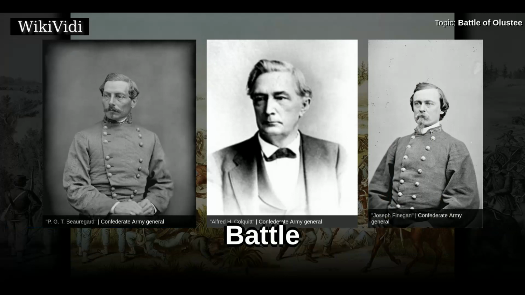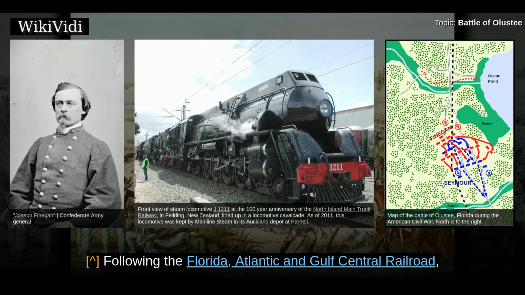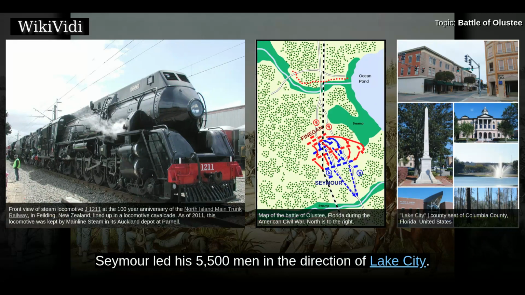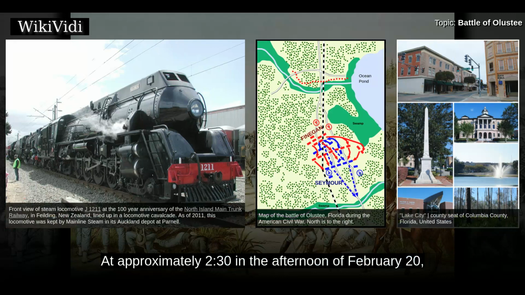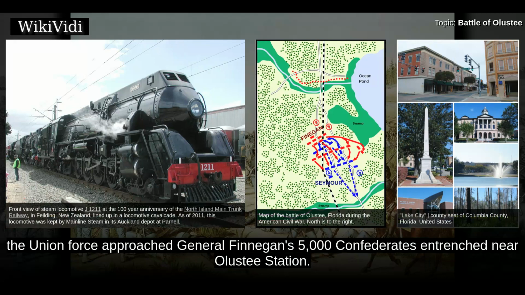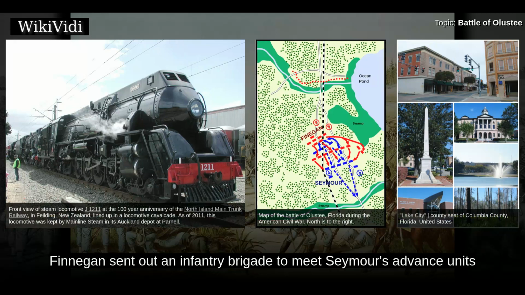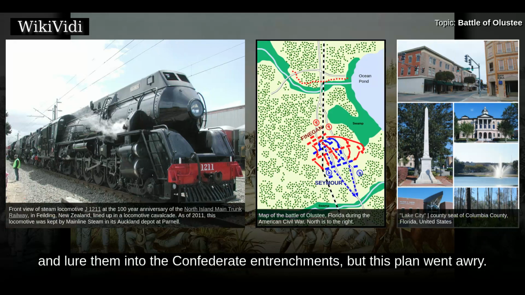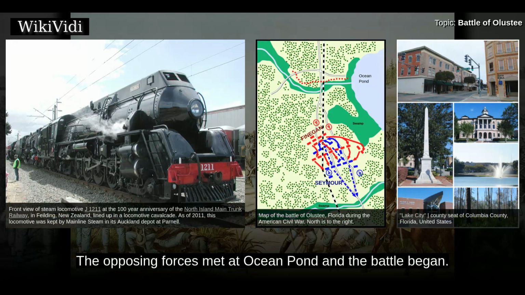Battle. Following the Florida, Atlantic and Gulf Central Railroad, Seymour led his 5,500 men in the direction of Lake City. At approximately 2:30 in the afternoon of February 20, the Union force approached General Finnegan's 5,000 Confederates entrenched near Olustee Station. Finnegan sent out an infantry brigade to meet Seymour's advance units and lure them into the Confederate entrenchments, but this plan went awry. The opposing forces met at Ocean Pond and the battle began.